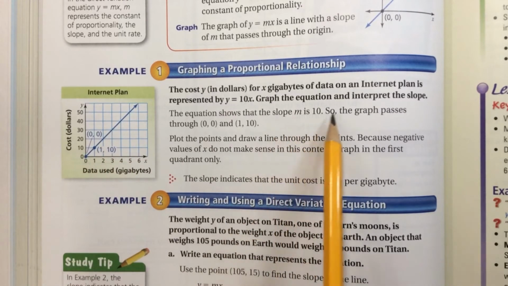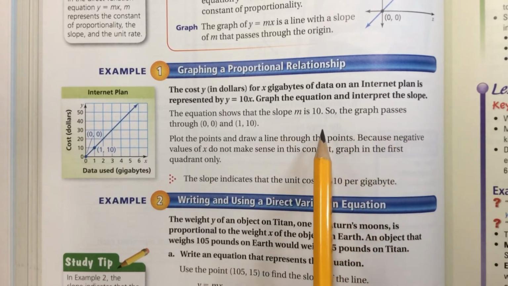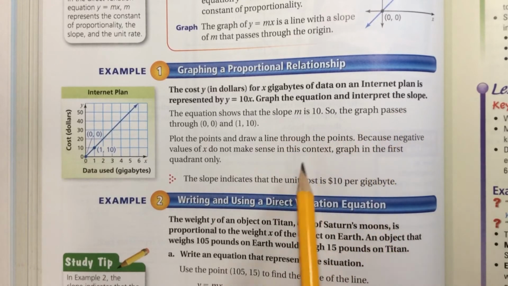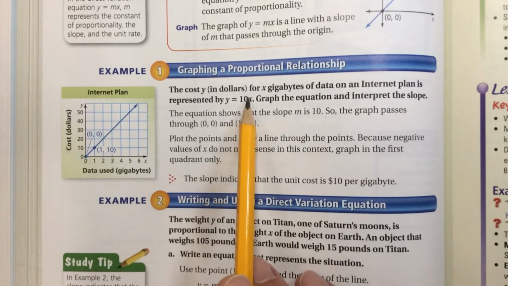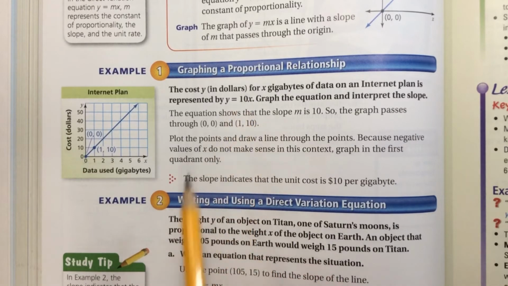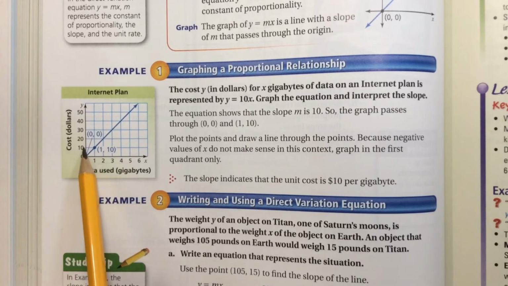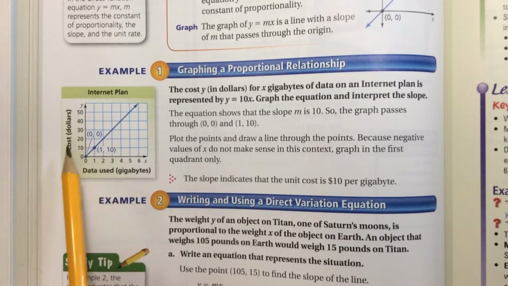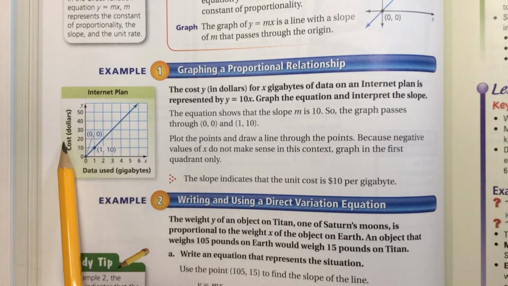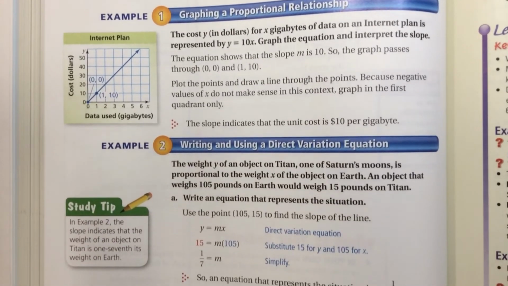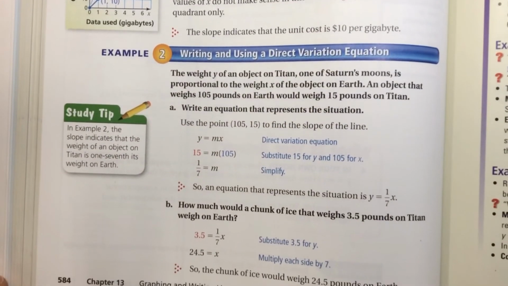So then it says interpret the slope. And remember, when we interpret the slope, all we're going to do is put our units on there. So we don't just say the slope is 10. The slope is 10 what? The slope is $10 per gigabyte. Remember, it's always y over x. Dollars per gigabyte. So that's interpreting the slope there. So this should be just a big review of the direct variation lesson we did much earlier this year.